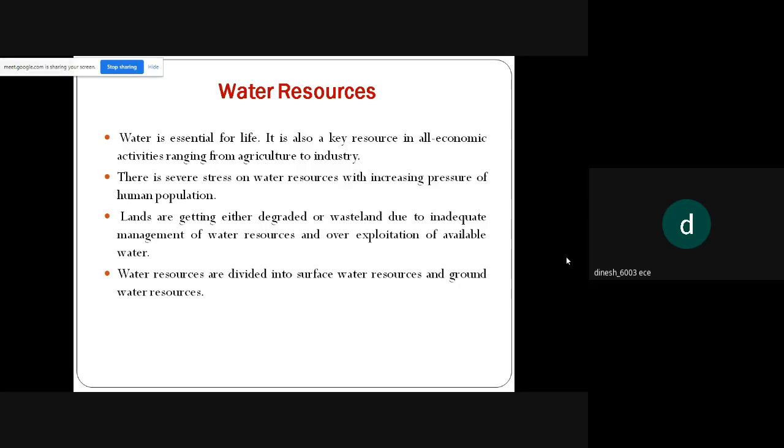There is a severe stress on water resources with increasing pressure of human population. The lands are getting either degraded or they are becoming wastelands due to inadequate management of water resources and over exploitation of the available water. So the water resources are divided into two different types. One is the surface water resources, next one is the groundwater resources.